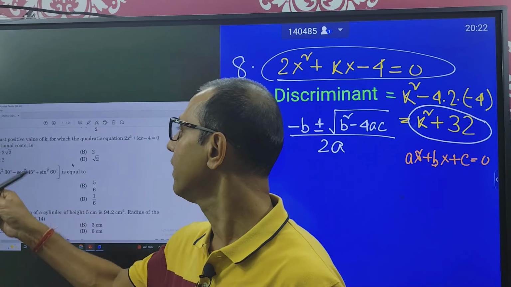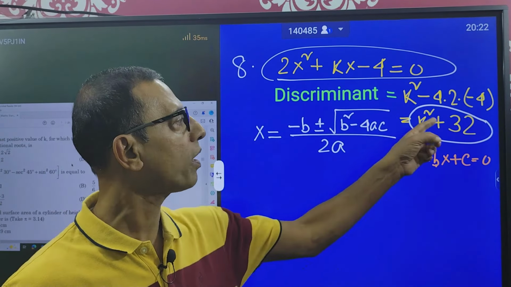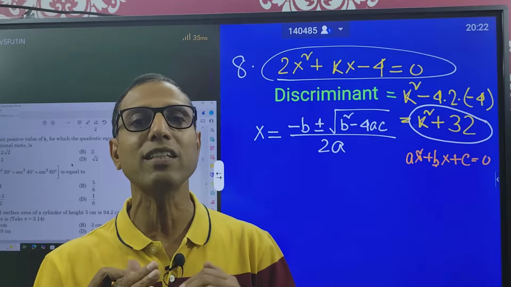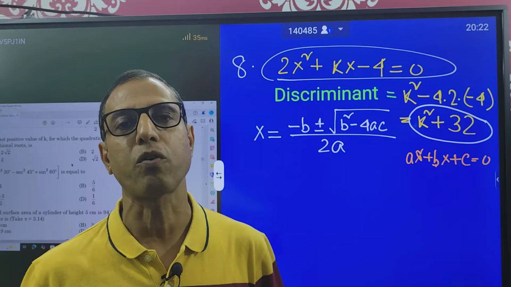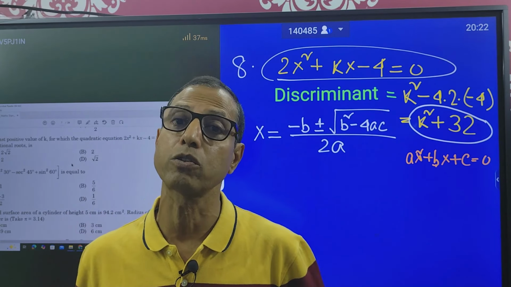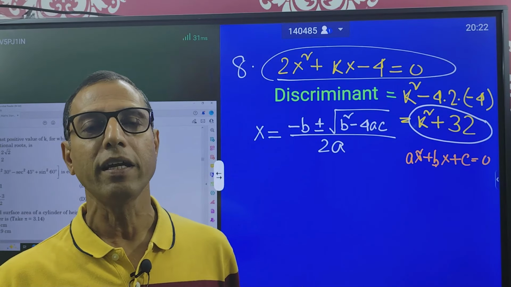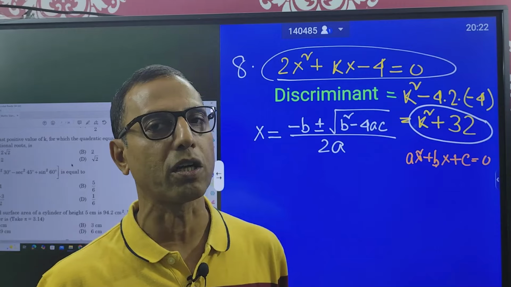Why is it saying least positive value? The least positive value means k square plus 32, 36 is the nearest square number of 32. But the next square number is 7 square, 49. 6 square 36, 7 square 49. So k square plus 32 can also be 49, but we will not consider that. It is asking for the least positive value. So the least number we need to consider is 36.